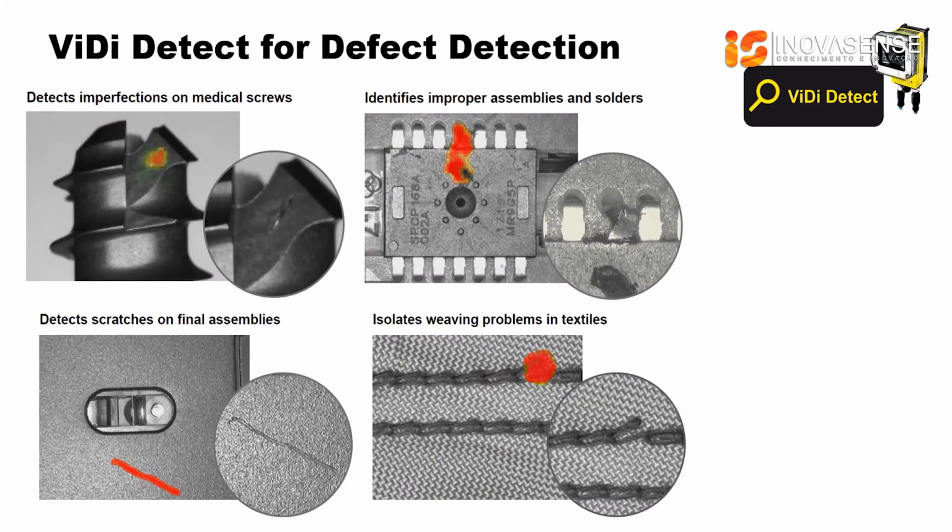ViDetect is a deep learning defect detection algorithm. ViDetect locates and identifies visual anomalies with normal variation, such as scratches, improper assemblies, and/or random defects in woven materials. ViDetect identifies these visual anomalies by learning the normal appearance of good parts only and fails any part that is not considered normal.